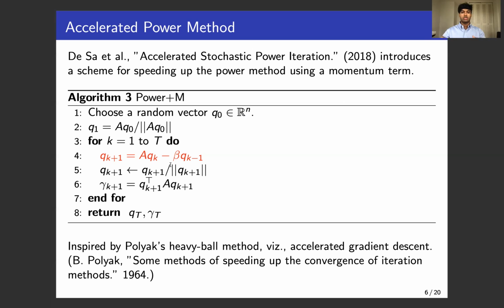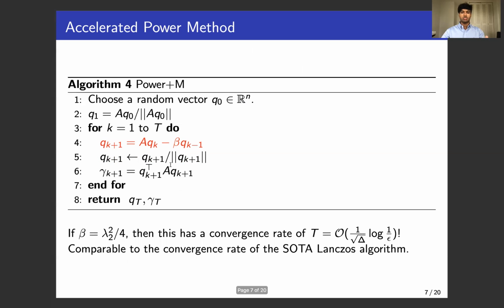So to many of you, this should look familiar to accelerated gradient descent. So that's the scheme we're trying to imitate, and that's very heavily inspired from Polyak's heavy ball method. So the question is, does this work and how much faster is it?